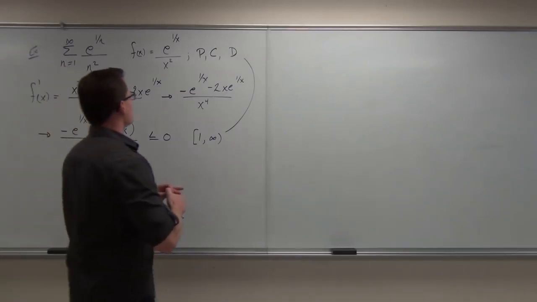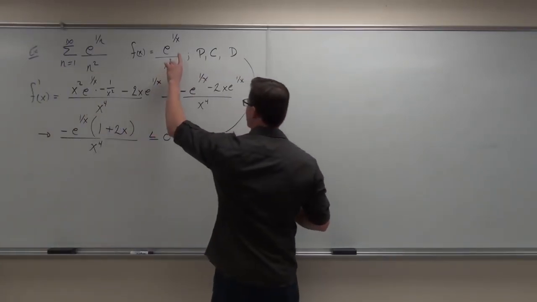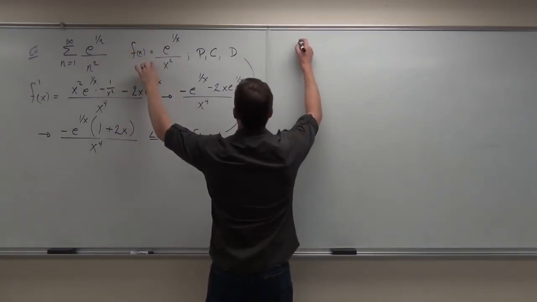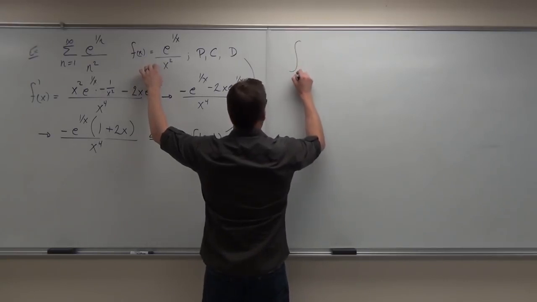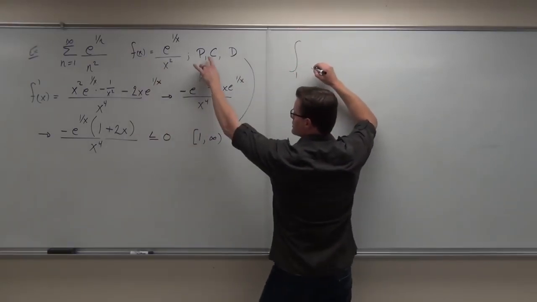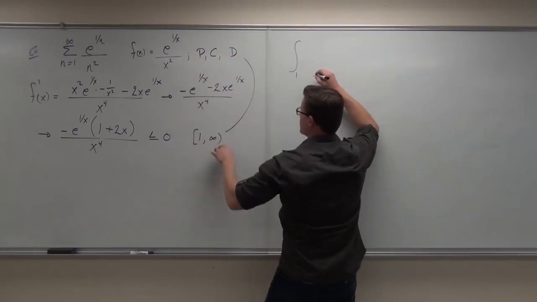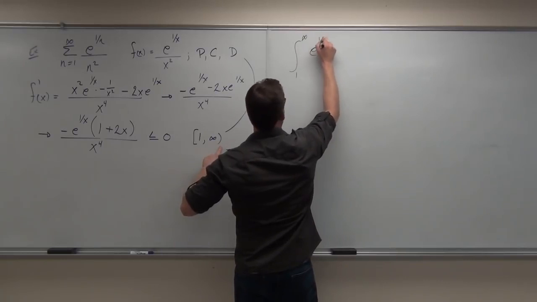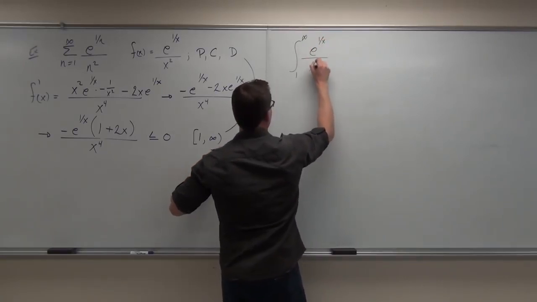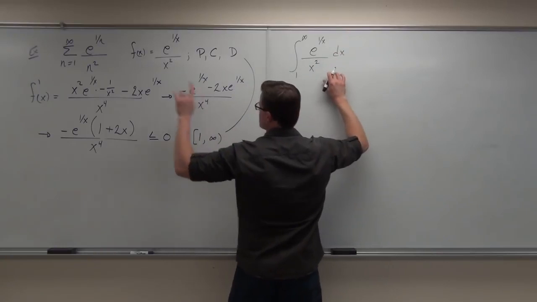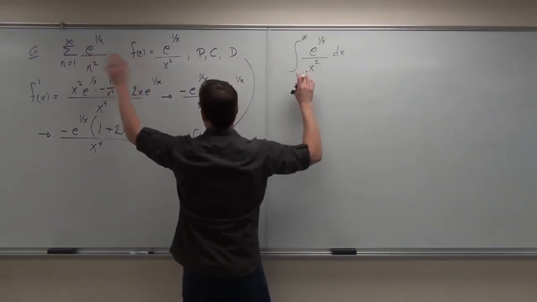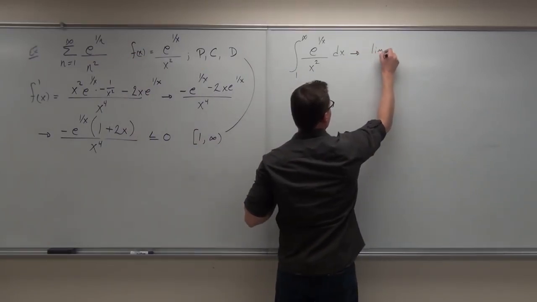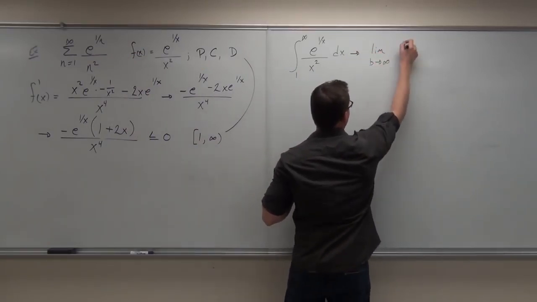Because this function is positive, continuous, and decreasing, and because it's based on the sequence from which we get our series, on the interval 1 to infinity, our integral from 1 to infinity of e to the 1 over x squared dx will have the same result as our series. If this is convergent, our series is convergent. If this is divergent, our series is divergent. Of course, what we know is that this is an improper integral. We must treat it as such.